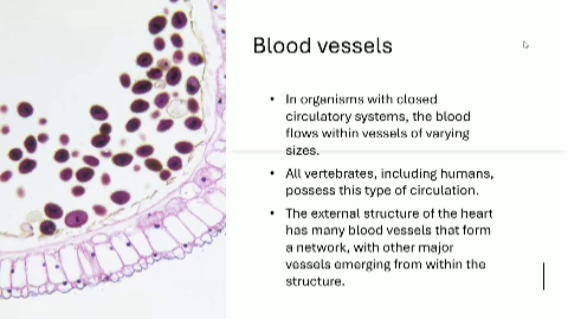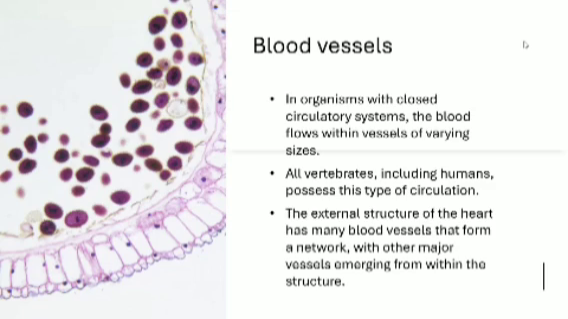The external structure of the heart has many blood vessels that form a network with other major vessels emerging from within the structure. So here blood vessels are nothing but arteries, veins, and capillaries. The vessels carrying the blood are of 3 types: arteries, veins, and capillaries. These vessels are hollow structures and have complex walls surrounding the lumen. The blood vessels in humans are composed of 3 layers: tunica intima, tunica media, and tunica externa.